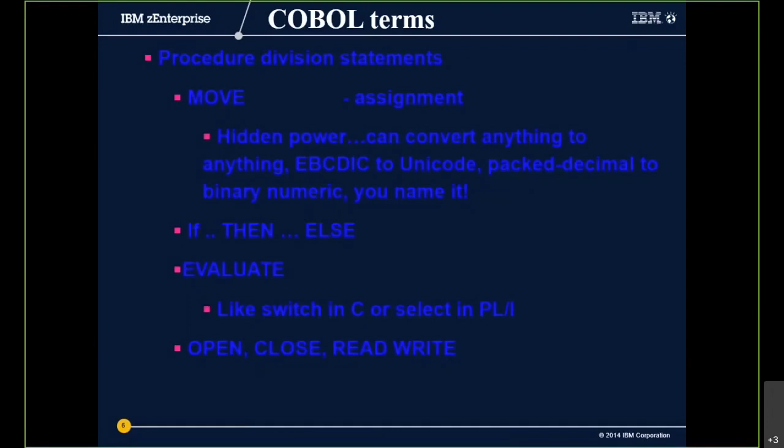Okay, so COBOL, like every other language, has if then else, but then we have something unique called evaluate. It's similar to a switch statement in C or a select in PL/I, where you can have multiple conditions to select what to do based on your conditional statement. And then for file I/O, we have statements like open and close to open and close files, read and write.